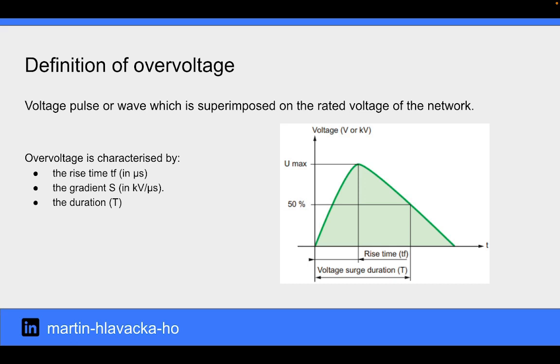What is overvoltage? We define overvoltage as a voltage pulse or wave that is superimposed on the nominal voltage of the network. It is characterized by the rise time in microseconds, the gradient in kilovolts per microsecond, and the duration.